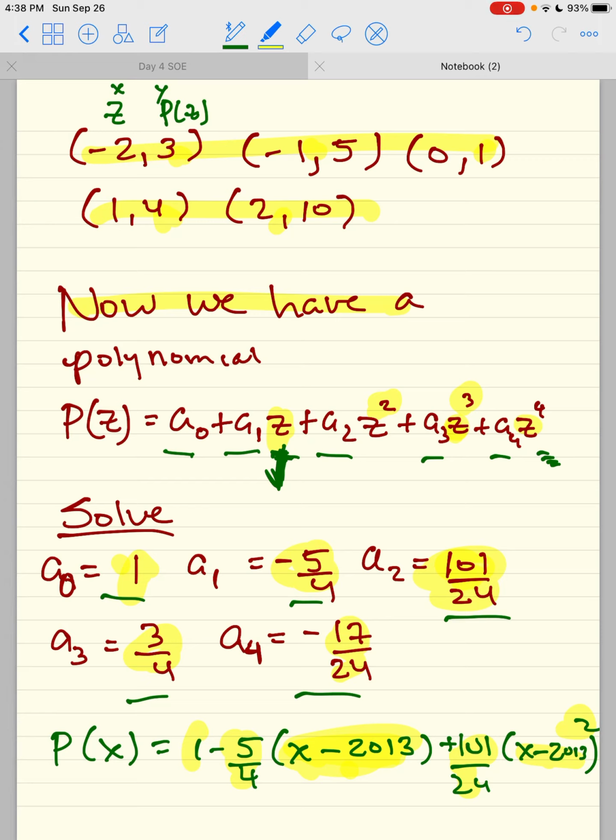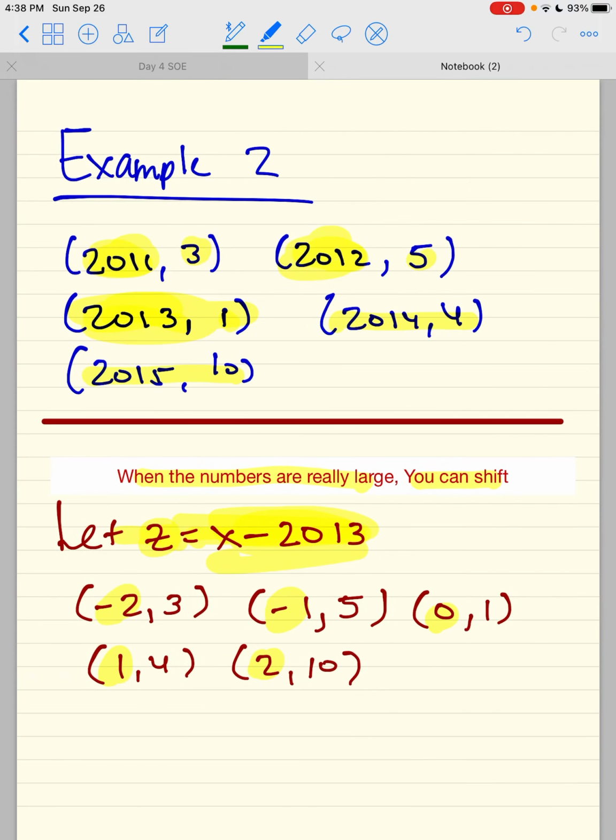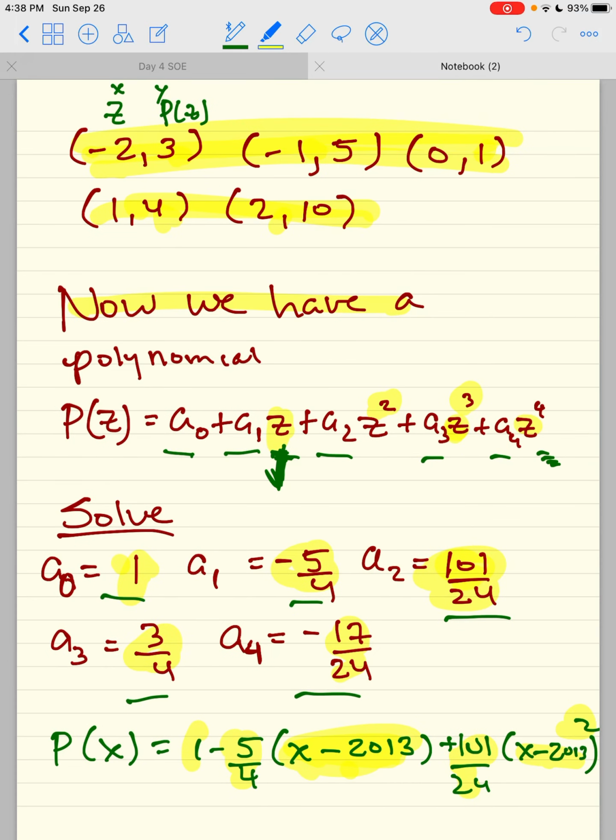So if you didn't have a graphing utility, and you wanted to do it quickly by hand, then you want to shorten these numbers, because these numbers are way too large to be doing reduced row echelon by hand. Okay, so once you guys solve for a sub 0, a sub 1, a sub 2, and so on, you come up with the polynomial. All right.